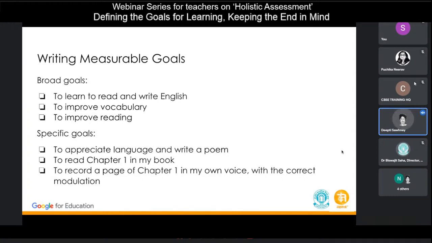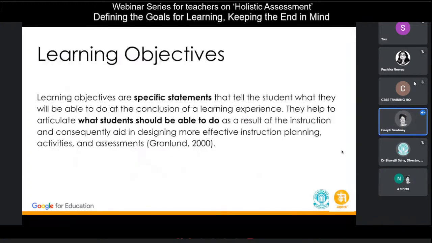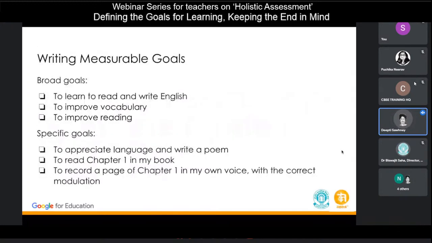You will read chapter 1 in your book. Most of these goals have been written in child speak because we share these with the children, and it's always better to have them in child speak so they understand what we are talking about. To record a page of chapter 1 in my own voice with the correct modulation. So this is something that actually tells you what the broader and the narrow goals are.